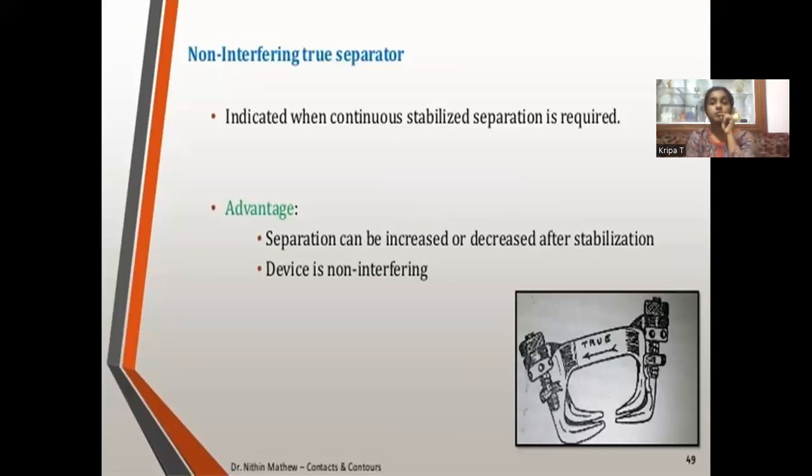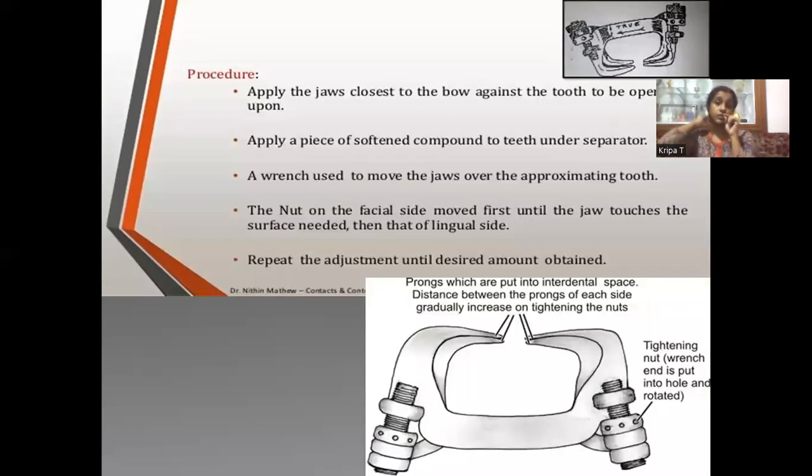Non-interfering true separator is used when continuous stabilization is necessary. The advantage here is that separation you can adjust, increase or decrease after stabilization too. And this is a non-interfering type of device. So how do you apply it?